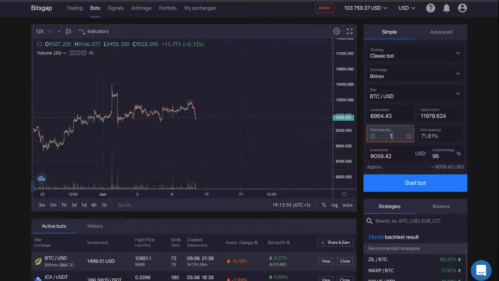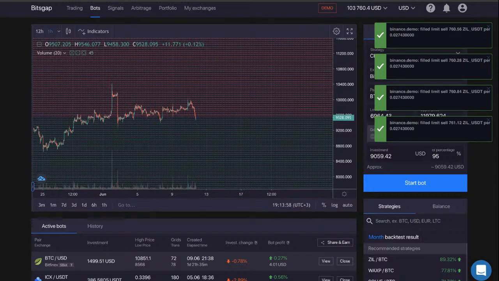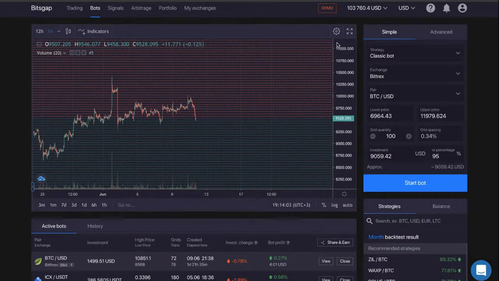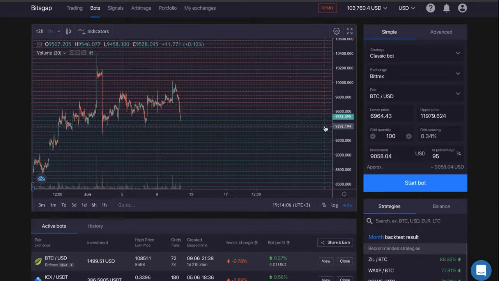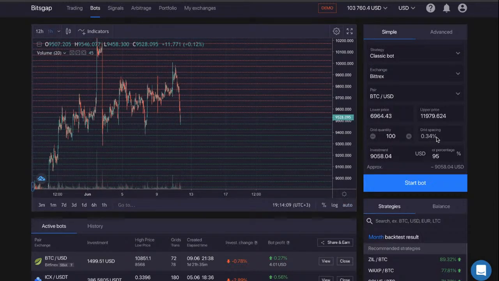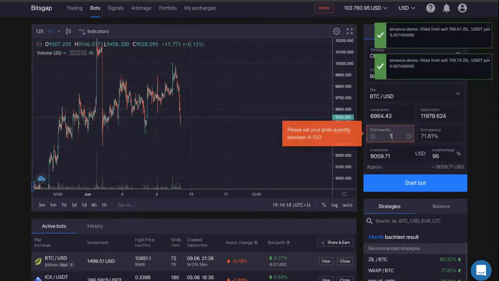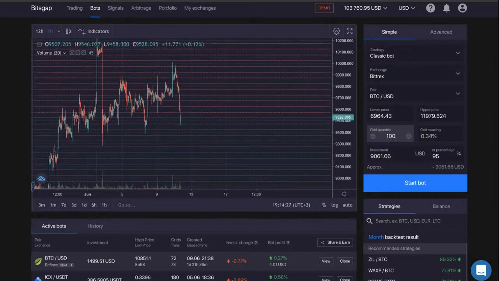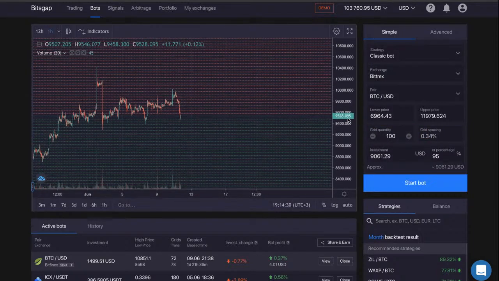And if I add even more of the grid levels, let's say 100, you see the spacing has significantly reduced to 0.34. So in classic bot you can have the grid spacing reduced down to 0.10. So that's gonna be approximately around. Okay, so here for Bitfinex, classic bot, we can only place not more than 100 grid levels. That's because of the technical specifications of this exchange.